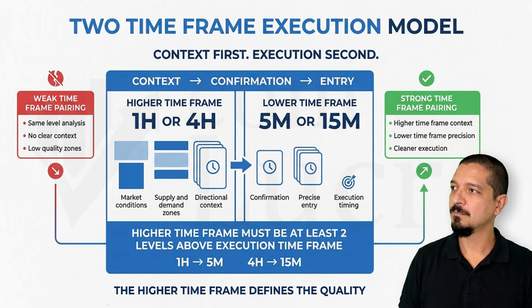This approach is built around two time frames: A higher time frame is used to assess overall market conditions and locate high-quality supply and demand zones. A lower time frame is then used to refine confirmation and execute precise entries. The combinations I recommend are the 1 hour with the 5-minute or the 4 hour with the 15-minute. You can apply other pairs as well, but the main rule is that your higher time frame must always be at least 2 levels above your execution time frame. Also, remember that supply and demand zones marked on the 4-hour and 1-hour charts are significantly more reliable, and price tends to respect them more consistently.